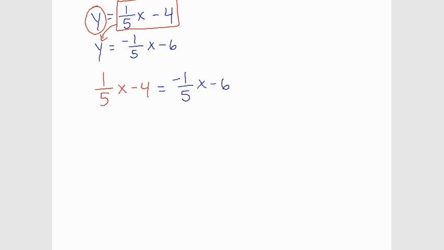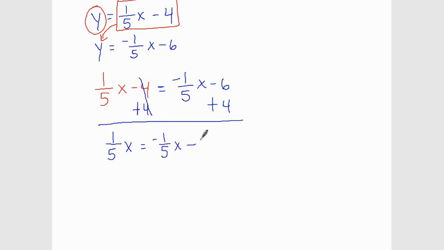And this is a pretty standard equation. I'm going to go ahead and add 4 to both sides. Okay. And I get 1/5 x equals negative 1/5 x. This will cancel. Minus 2. And actually, I'm going to get rid of the fractions now so I don't have to deal with them. Let's multiply by 5. And so we get 5 times 1/5 is just the x. 5 times the negative 1/5 gives you negative x, and then 5 times the 2 gives you minus 10.